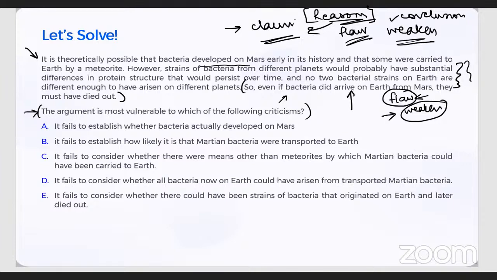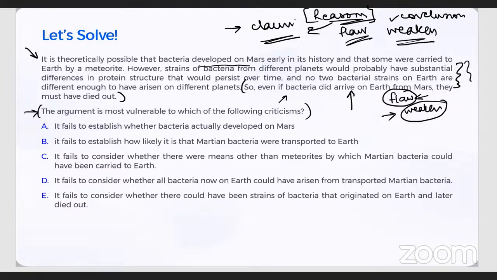So we need to take the reasoning into consideration, not just focus on the claim. Let's check. The argument is most vulnerable to which of the following criticisms. Let's look at each option. Now, option A says, I'm going to simplify each option instead of reading it out, okay?